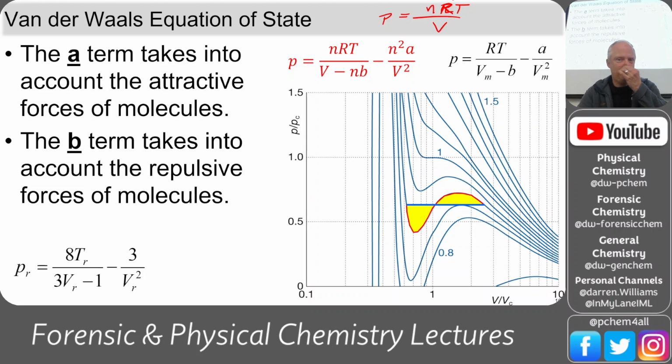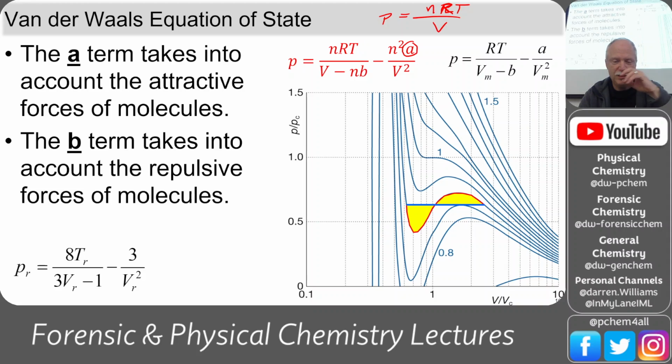If we have attractive forces, the pressure is going to go down because the molecules are attracted to themselves and they're not hitting the pressure gauge as hard. So there's less force on the walls. So that's this A term. You see, it's a subtractive term from the pressure. So that reduces the pressure because of the attractions of the molecules.